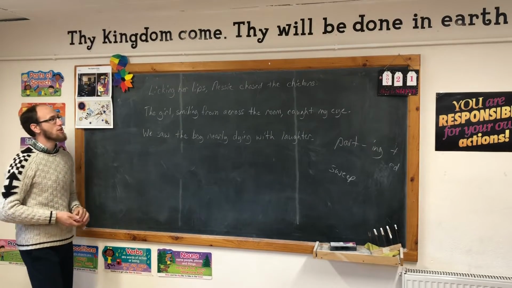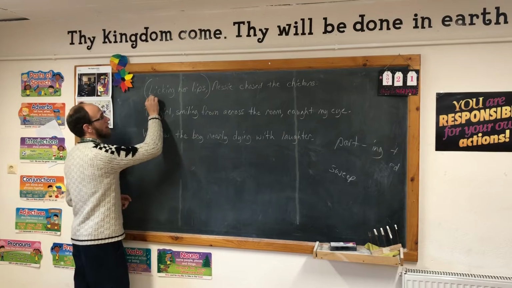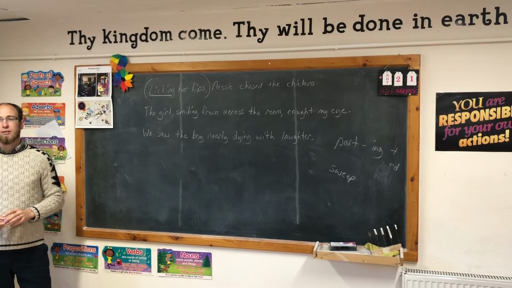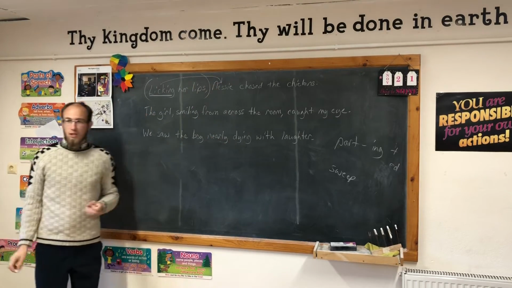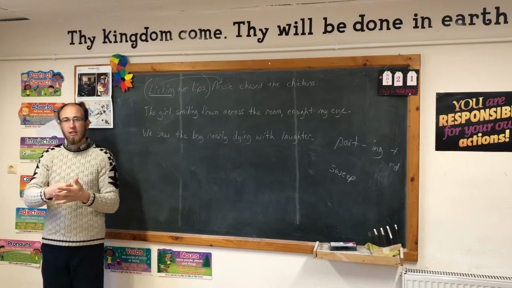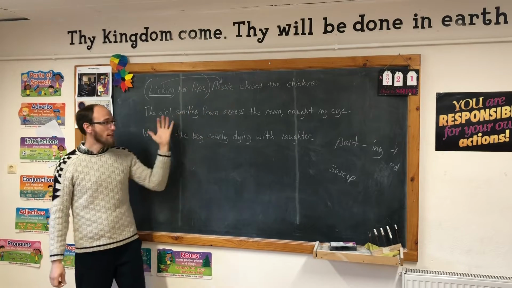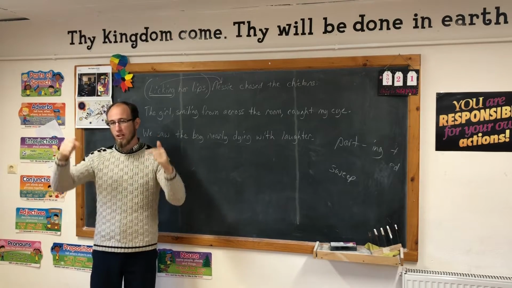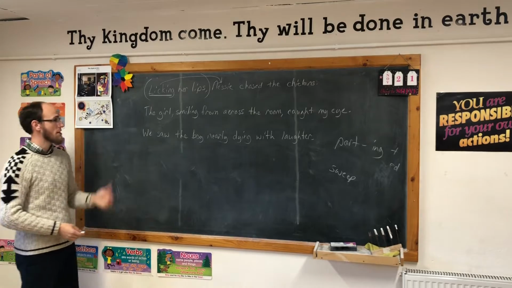Licking her lips, Nancy chased the chickens. And the participle is? Licking. And what word does it modify? Nancy. Participial phrases always must be joined directly to the word they modify. So if they come first in the sentence, they better modify the very next word. And if they come in the middle or at the end of the sentence, they better modify the word that comes directly before them. This is the rule with adjective phrases and clauses because they're functioning as adjectives.